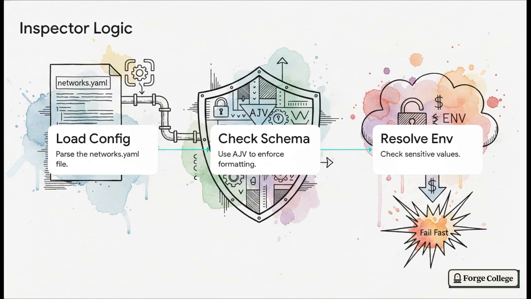Step 2, we rigorously check the schema using AJV to make sure all required fields actually exist and are formatted properly. And step 3, we resolve any sensitive values against process.env. This step-by-step approach is brilliant because it turns silent, sneaky configuration errors into early, loud, actionable failures right here in the script, rather than waiting for our deployment to just crash halfway through.